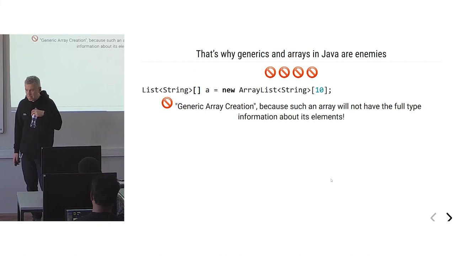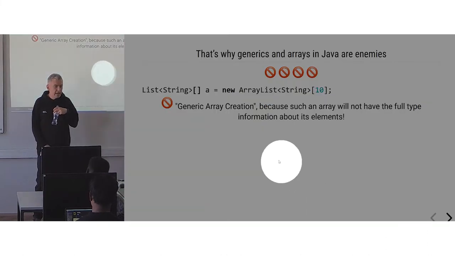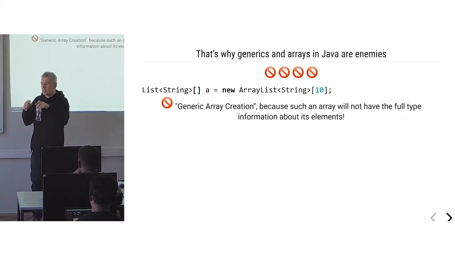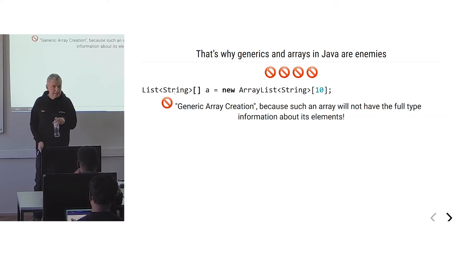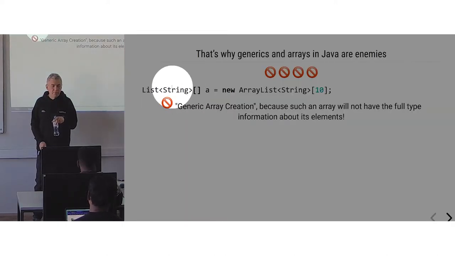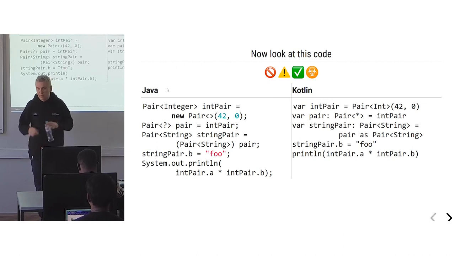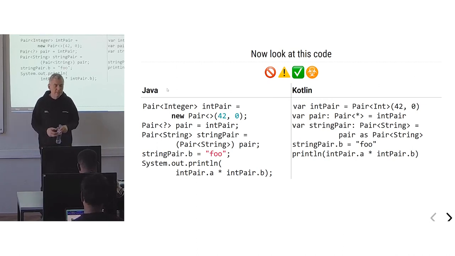Why? That's because arrays want to be reified. They want to know everything about the types of their elements. Everything means everything. But if I'm going to create an array of List of String here, all it can know in runtime is that it's an array of List of something. So it just cannot be type safe when we're assigning something to this array. And we can fool around this safety.